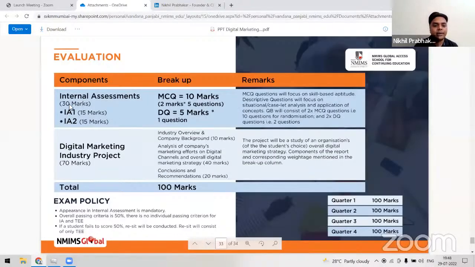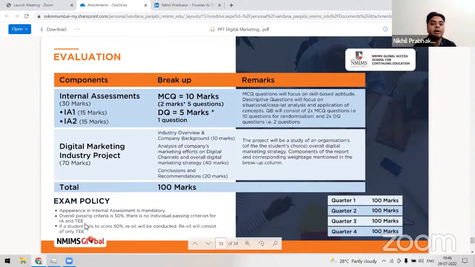If you look at the evaluation from the overall perspective, for quarter 1, quarter 2, quarter 3, and quarter 4 of the diploma, each module that we discussed earlier carries 100 marks. So overall, you're scoring 400 marks. You must appear in the internal assessment. This is important. The overall passing criteria is 50%, and there is no individual passing criteria for IA and TE. So overall, there is a passing criteria of 50%.